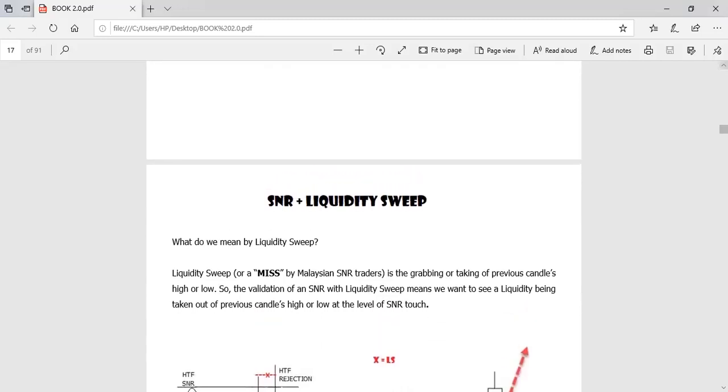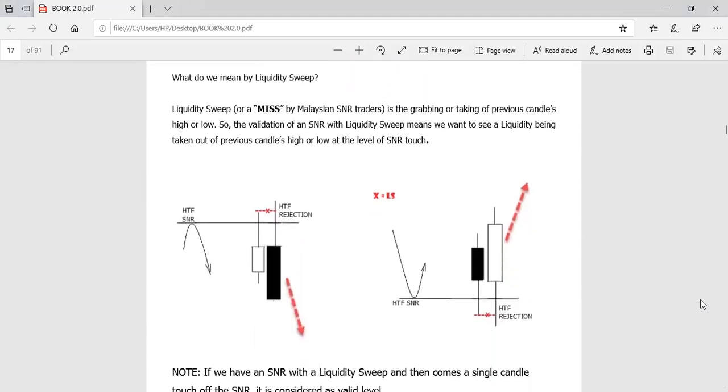So what do we mean by sweep? I put up the introduction there. It is the grabbing or taking of the previous candle's high or low. So the validation is necessary, essential for your trade. Why is it necessary? See the sweep, sweep, sweep.